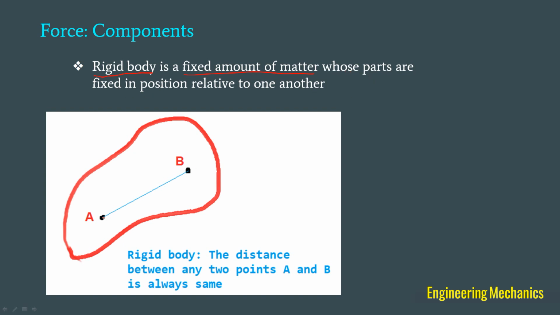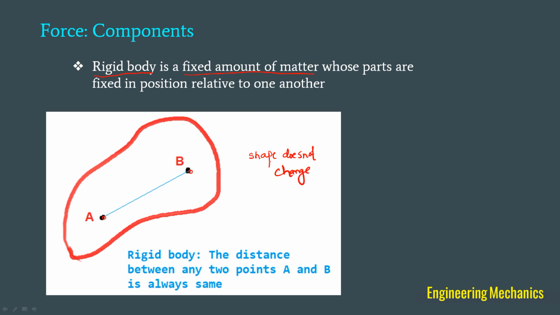That means, for example, here points A and B can be joined using a straight line. The length of the straight line always remains constant. That is, the distance between any two points A and B is always the same. Then only it will be called a rigid body. So rigid body we are going to use extensively in engineering mechanics. In other words, the shape of the body does not change.